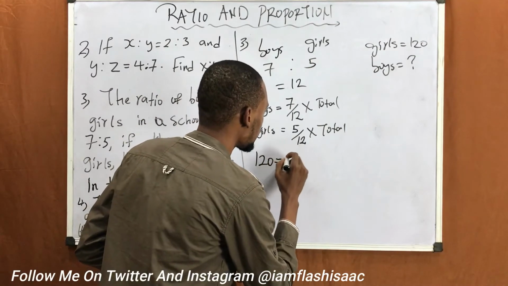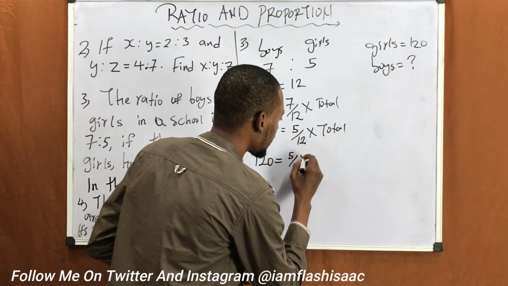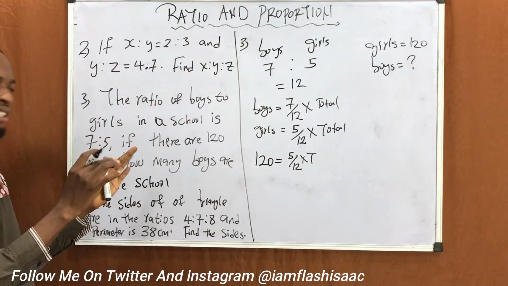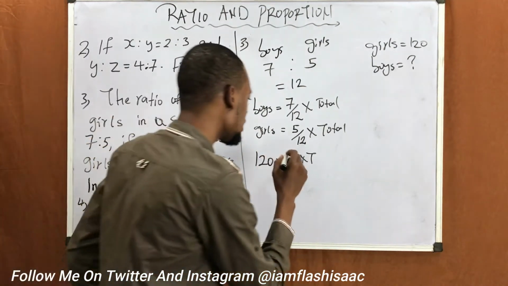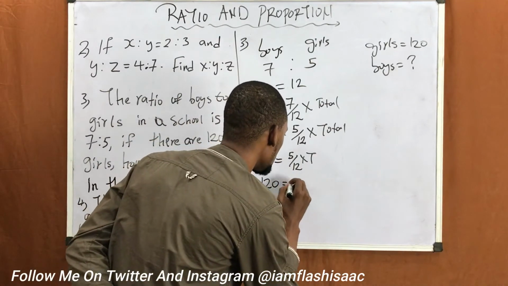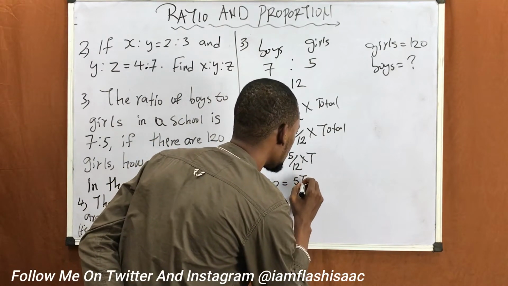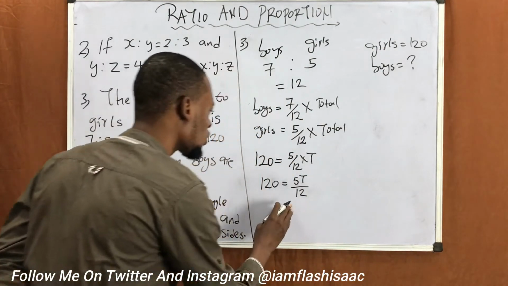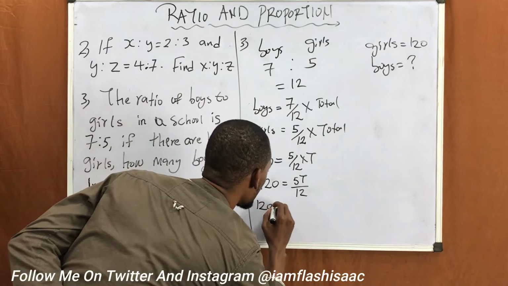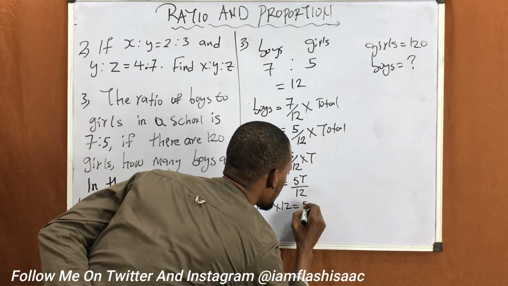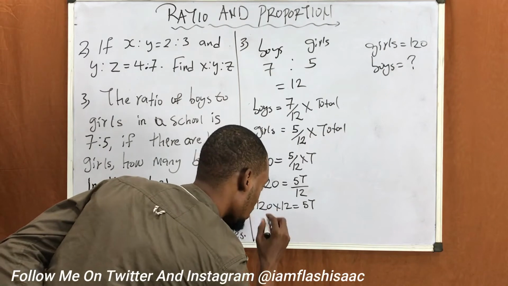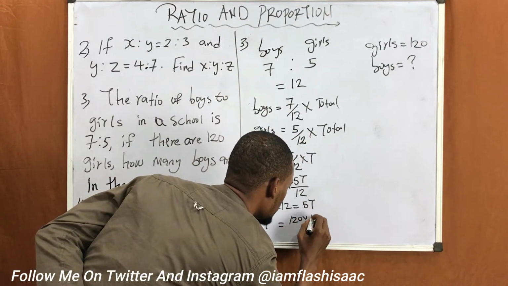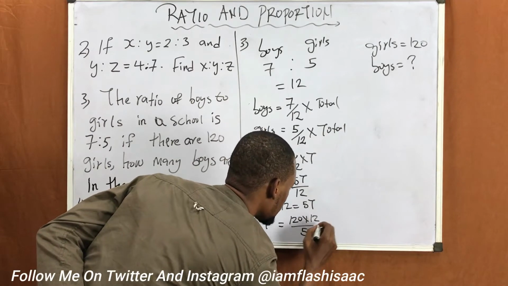120 equals 5 over 12 times t, where t is the total. This is the same thing as 120 equals 5t over 12. Cross-multiplying, we have 120 times 12 equals 5t. So t equals 120 times 12 over 5.